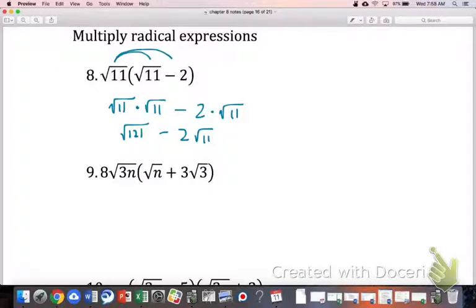And then this would be hopefully where that little table or maybe your knowledge from past classes would help you. 121, of course, is a perfect square. It's 11 squared. And so this would end up being 11 minus 2 times the square root of 11. That is the answer.